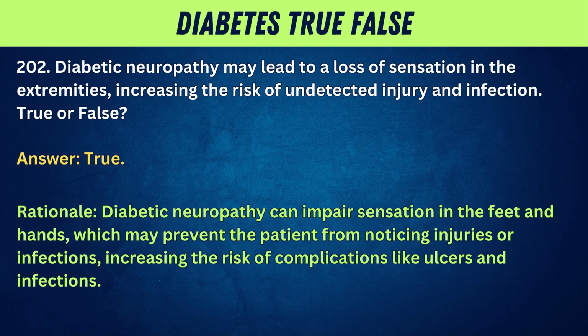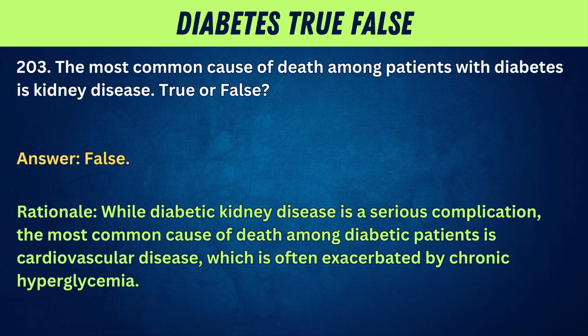202. Diabetic neuropathy may lead to a loss of sensation in the extremities, increasing the risk of undetected injury and infection. True or false? Answer: true. Rationale: diabetic neuropathy can impair sensation in the feet and hands, which may prevent the patient from noticing injuries or infections, increasing the risk of complications like ulcers and infections.